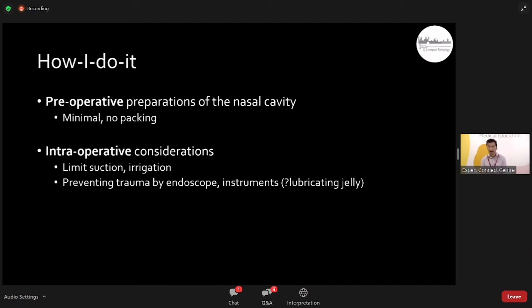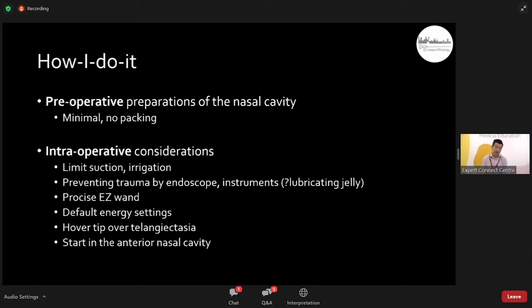Initially, I was lubricating the sides of my endoscope and other instruments with a bit of KY jelly just to reduce the amount of mucosal trauma. I've not done that more recently, but that's something other people have done. My preferred instrument now for my HHT patients is the ProSize Easy One. I leave it on default settings. The only slight variation to how other people have done it is that I try not to have the tip of the wand in contact with mucosa.